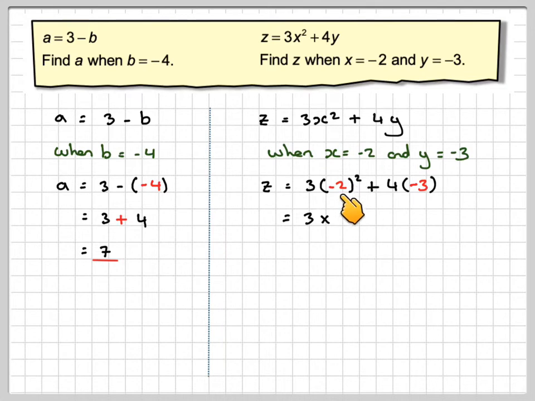Now, minus 2 squared means minus 2 times minus 2, plus 4 times minus 3. So 3 times minus 2 is minus 6. Minus 6 times minus 2 makes plus 12. Plus, and then 4 times minus 3 makes minus 12. So we've got to do 12 plus minus 12, which is equal to 0.